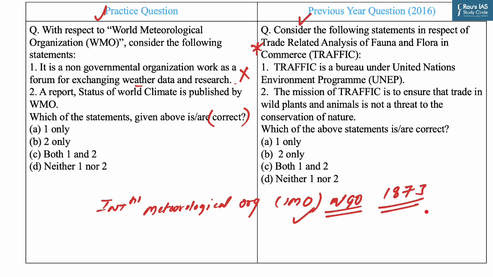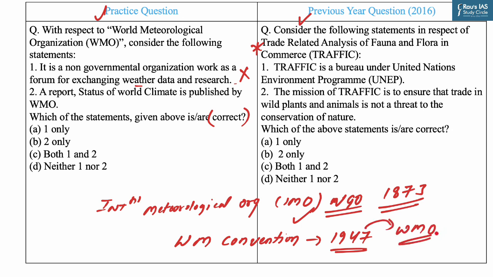Proposals to reform the status and structure of the IMO culminated in the World Meteorological Convention of 1947, which formally established the World Meteorological Organization, that is WMO. The convention entered into force on 23rd March 1950, and the following year, that is 1951, WMO began operations as an intergovernmental organization within the UN system. So initially it worked as an NGO, however later it evolved into an organization within the UN system. Its headquarters is in Geneva and India is a member of WMO since 1949.